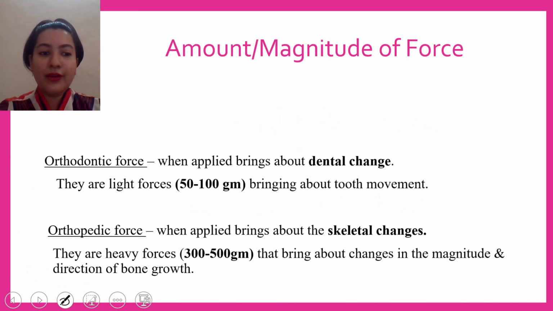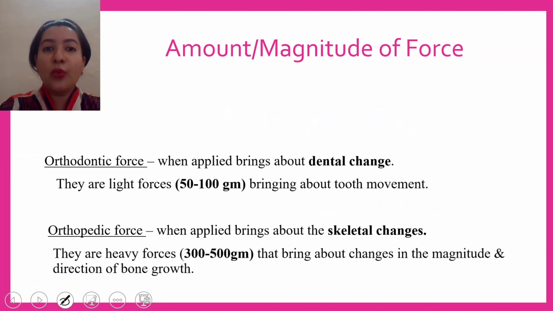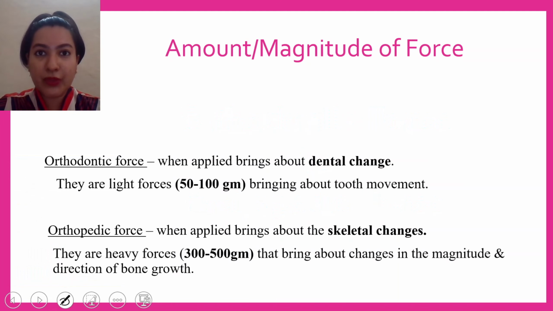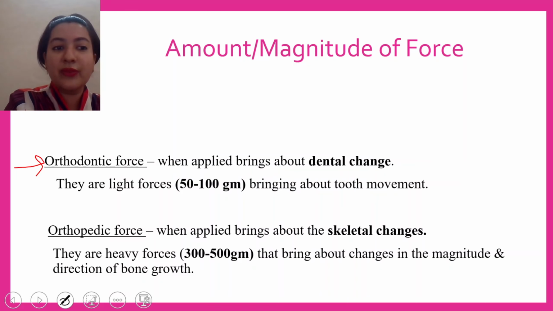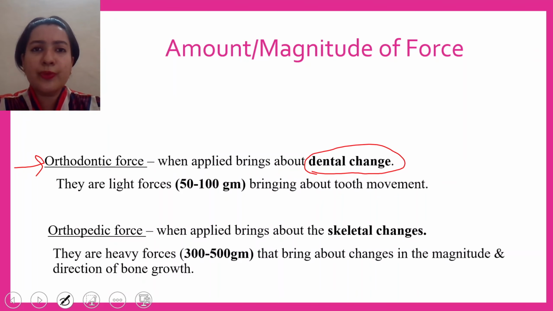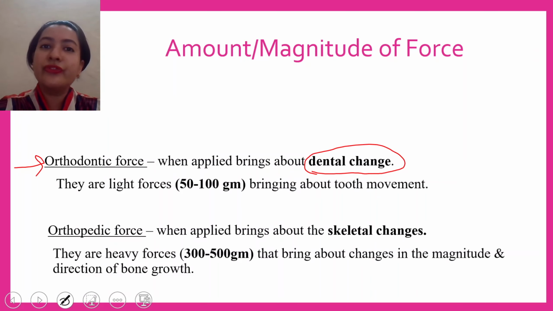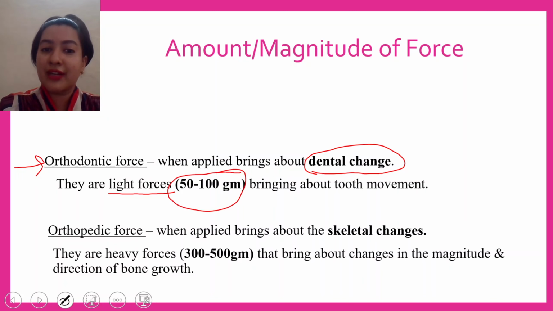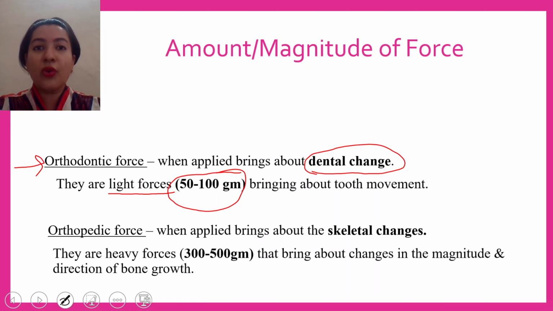The first thing we have is the magnitude of force which is applied. In orthodontics, when we are doing treatment using our brackets and wires, we need to bring about only dental changes, meaning we have to just move the teeth within the bone. So we obviously require light amounts of force, which ranges from 50 to 100 grams. This brings about your orthodontic tooth movement, which is basically dental changes.